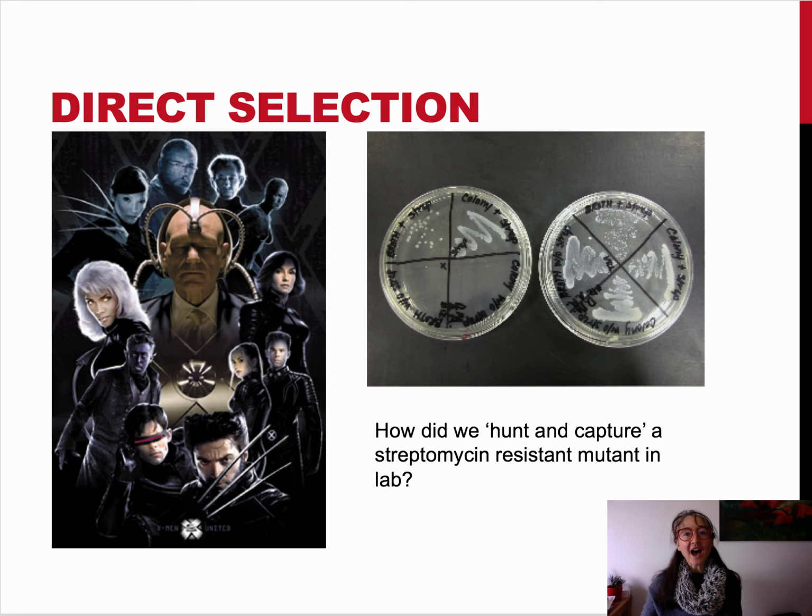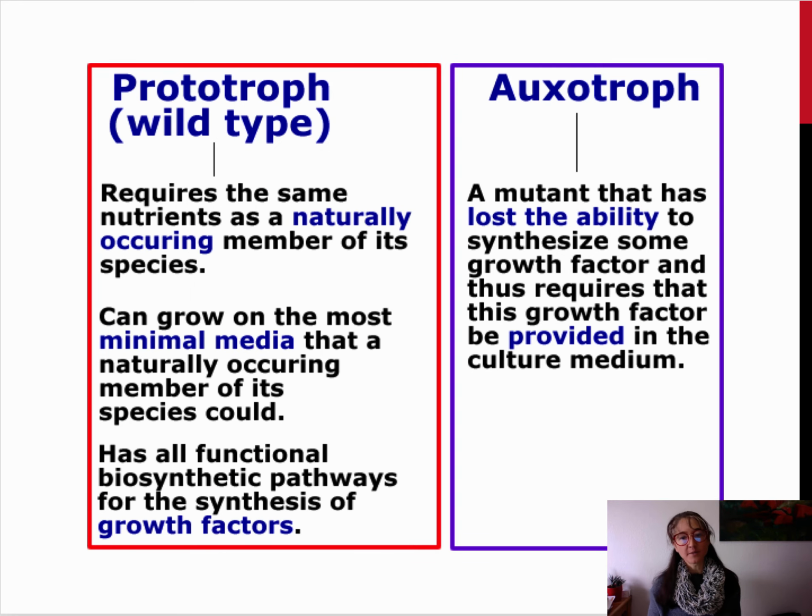If instead we have a mutant that lacks a capacity, things get a lot harder. So in a moment, we'll talk about how we would go about selecting for a mutant that lacks an ability, but before we do that, we need some lingo. So the lingo around that is prototroph versus auxotroph. An auxotroph is a mutant that has lost its ability to synthesize some sort of growth factor, and therefore it requires that we put that growth factor into the medium, otherwise it will die.